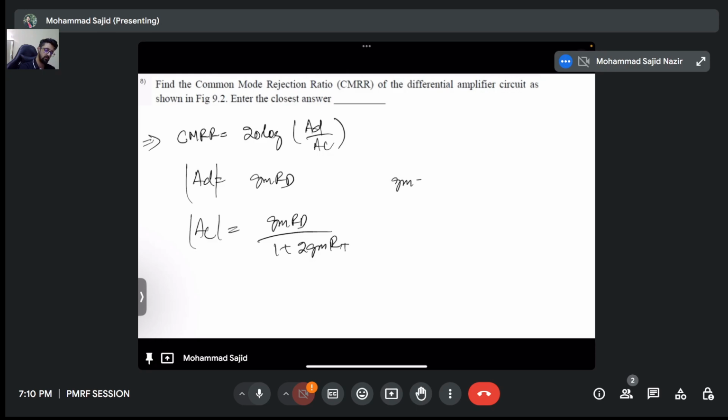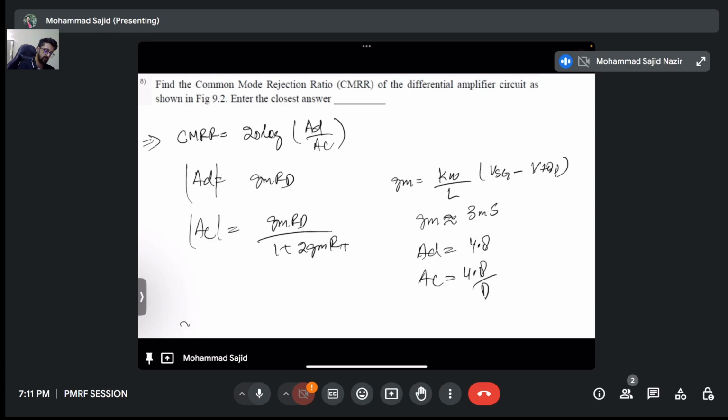My gm from the direct MOSFET equation is VSG minus VTHP, right? So I can directly write it with our values, but this comes out to be around 3 millisiemens. Therefore, AD is 3 milli multiplied by RD, comes out to be 4.8, and similarly, AC comes out to be 5.7. Therefore, CMRR is AD by AC, that is 7.